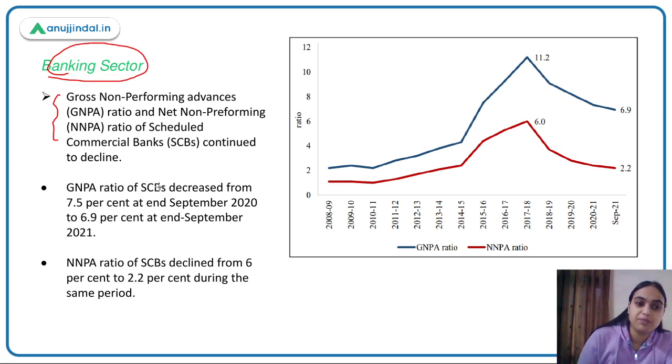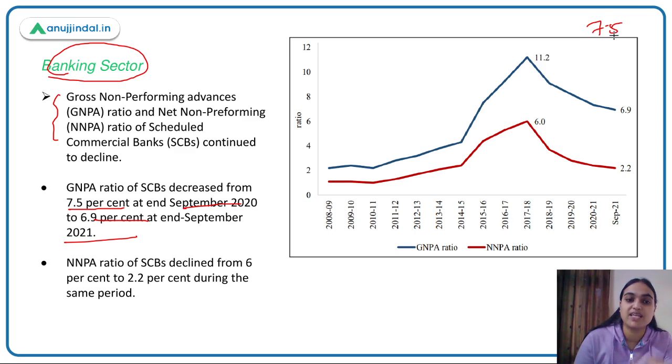So GNPA ratio of the scheduled commercial banks decreased from 7.5% in September 2020 to 6.9% in September 2021. So, jo 7.5% pe tha ek saal pehle, wo GNPA ratio kam hoke 6.9% ho gaya. And NNPA jo 6% tha, it declined from that to 2.2% during the same period. So, aap dekh sakte ho decline, and it's basically a good indicator.